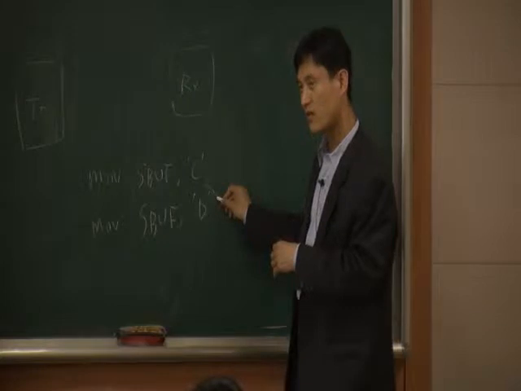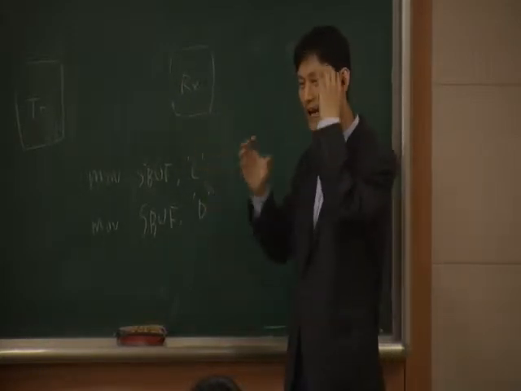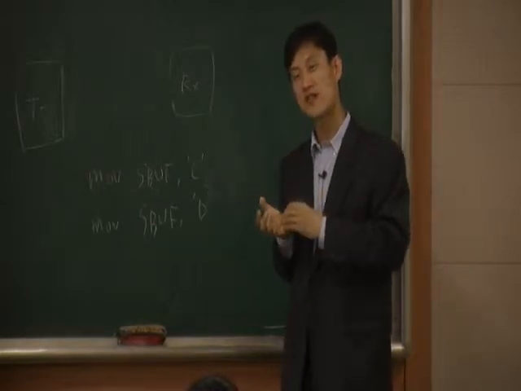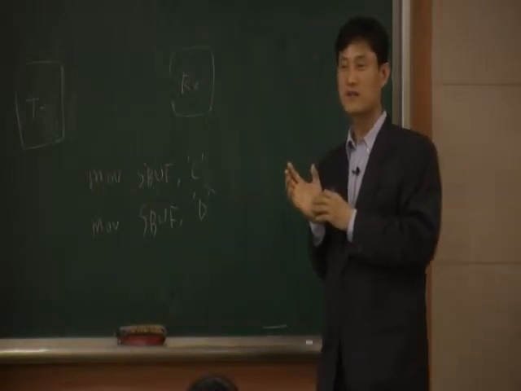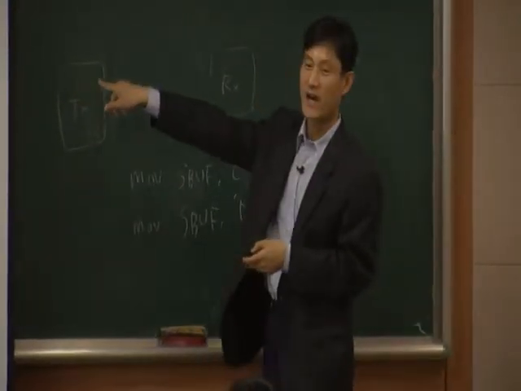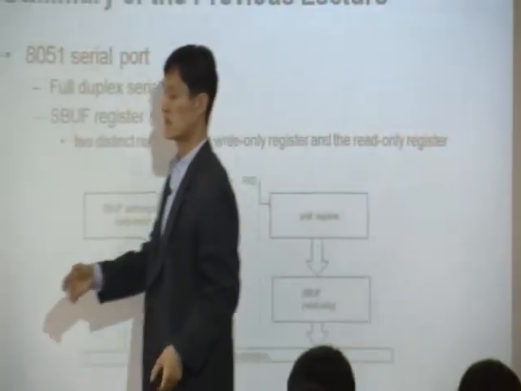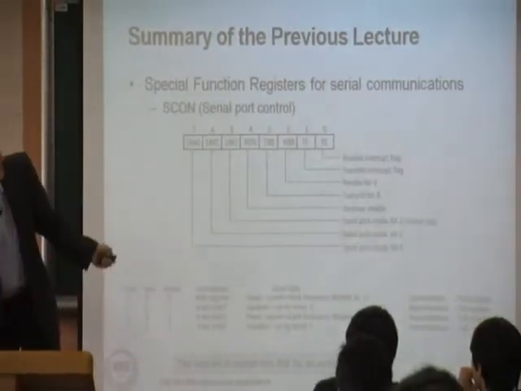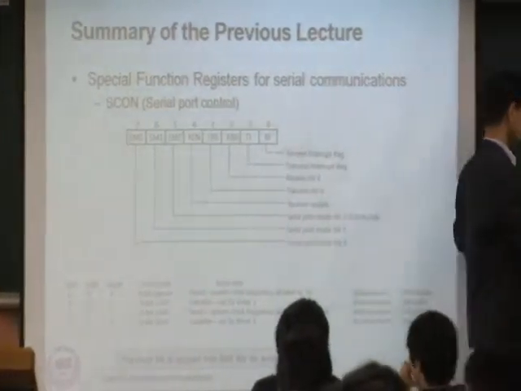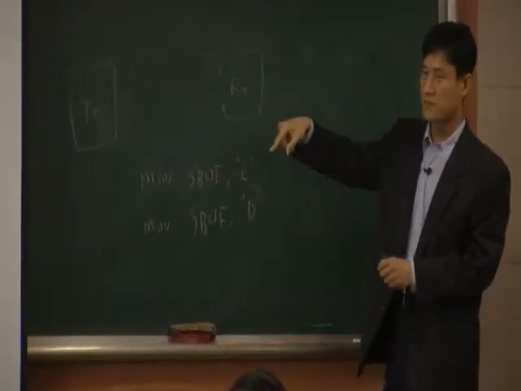Why do we need the delay? Because the hardware now has to transmit C. The hardware needs some time, but you don't know how much time the hardware needs. So that's why we are going to use the TI bit, the TI bit in the SCON register. So like this one, the TI bit.